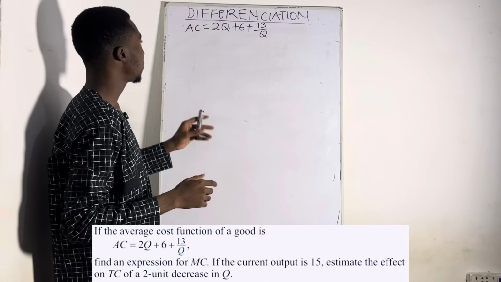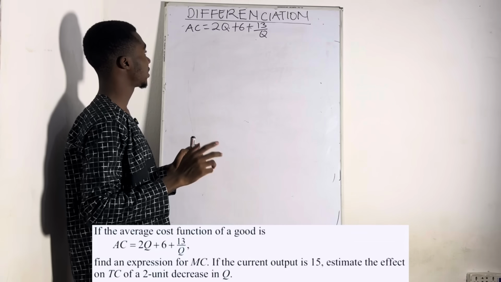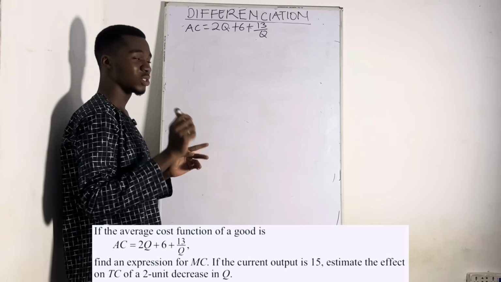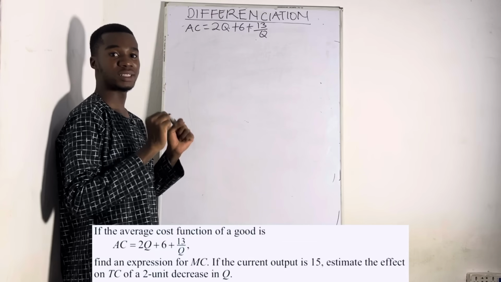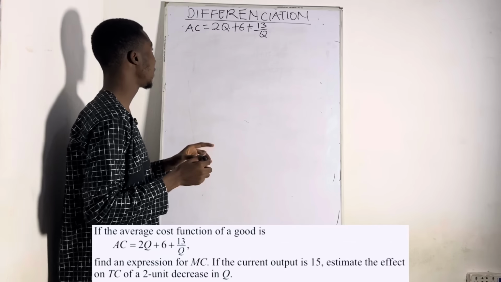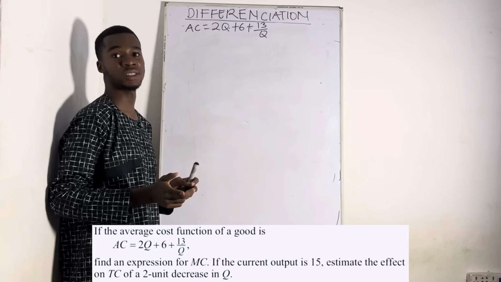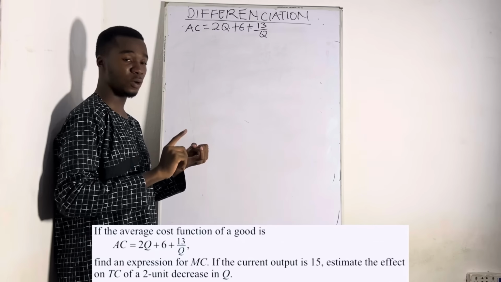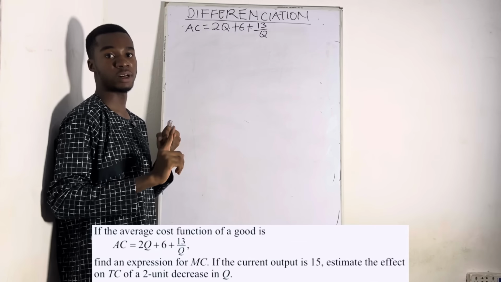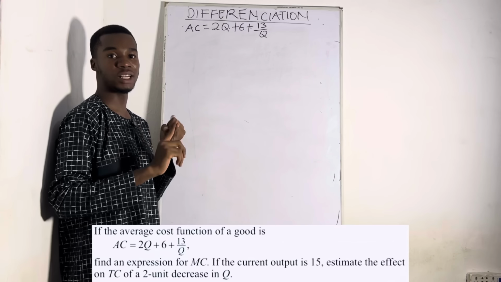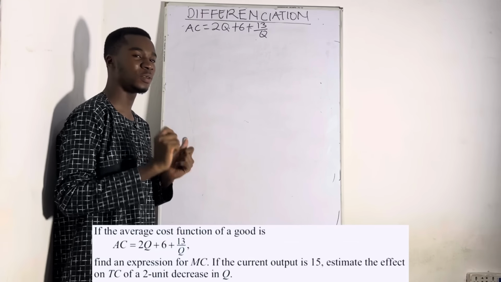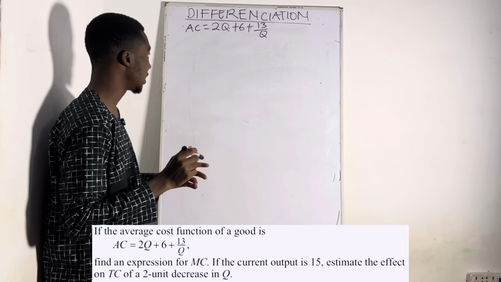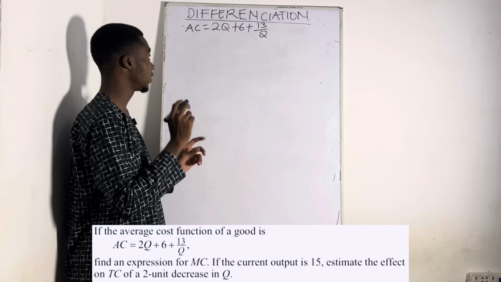So now they are saying we should find an expression for MC. But I told you that anytime you want to find marginal cost, you have to differentiate the total cost function. So please don't forget this. Also, if you want to find marginal revenue, you have to differentiate the total revenue function.